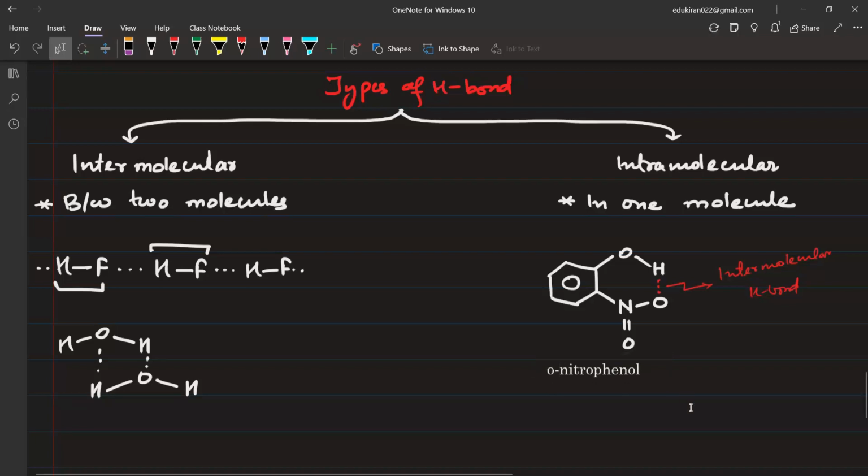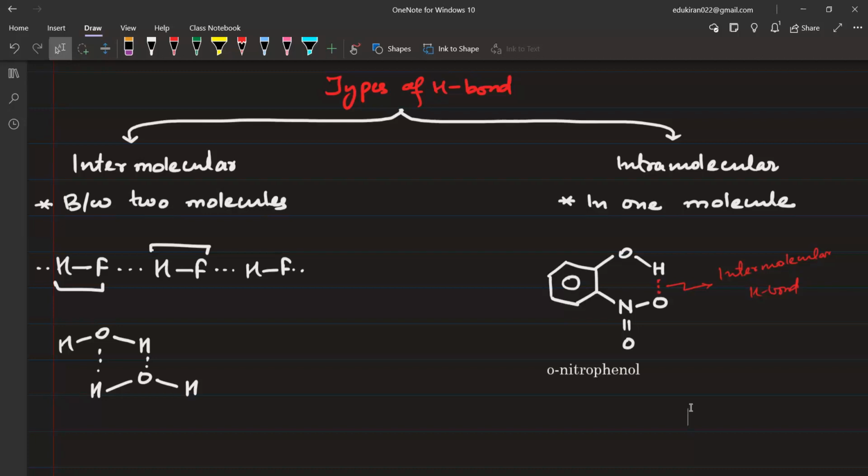ओ नाइट्रोफेनॉल. Okay, so in this O nitrophenol, it is having hydrogen bond on itself. It is not attracting other molecules. Then the other molecule will also not attract other molecules. So there is no attraction when you have intramolecular force of attraction. There is no intermolecular force of attraction when you have intramolecular hydrogen bond. Okay, so between each other's molecules you are not going to have any force of attraction. That is why boiling them will be easy.